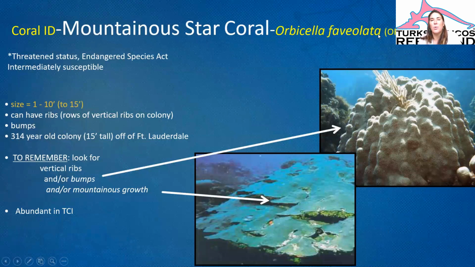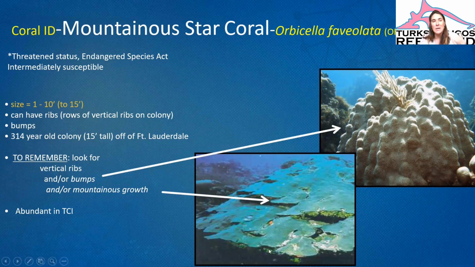Mountainous star corals, Orbicella faveolata or OFAV. Now, they are also on the Endangered Species Act. They are threatened. They're intermediately susceptible. They're incredibly abundant here in the TCI. We have them both on top of the wall in the morphology that you see on this top right photo, mountainous with different peaks as it goes up.